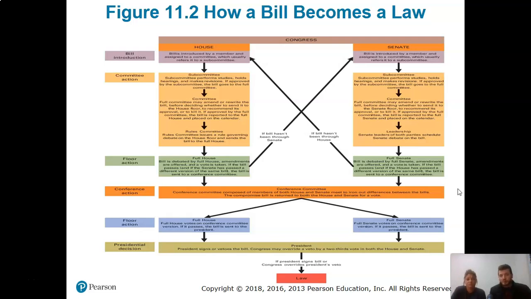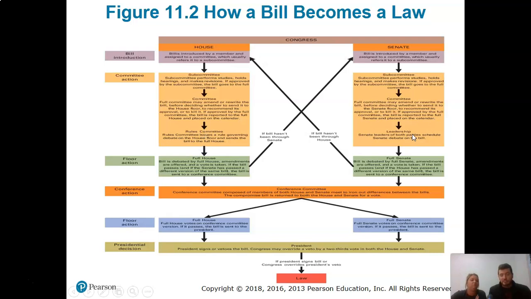A bill can start in either house unless it's a tax bill, then it has to start in the House. It is introduced. A lot of it is the same for both houses, so that's an easy thing. They assign it to the appropriate committee, it goes to the subcommittee, they do research, perform studies, revise the bill, debate it, and vote on it. Then it goes to the full committee, where they do the same thing, mostly without the research. They debate, revise, and vote, and then it goes to the Rules Committee in the House.